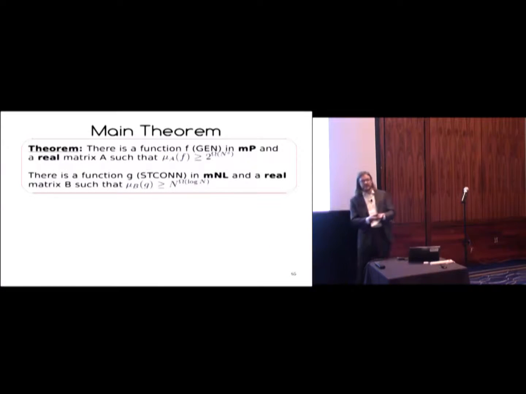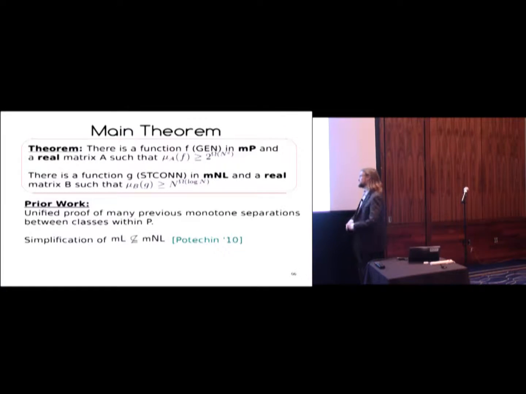So we can show that there's a function in monotone P such that for some real matrix A, some magical matrix, the rank measure for F with respect to A is exponential in the number of input variables. And similarly, for monotone NL, if you just take ST connectivity, we can find a matrix for which the lower bound is quasi-polynomial.